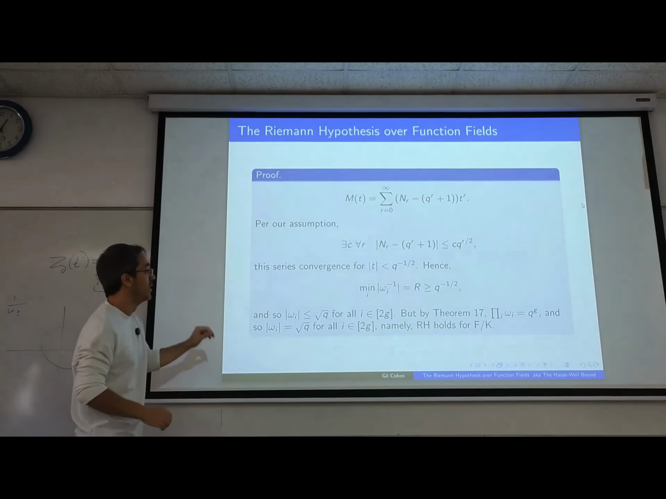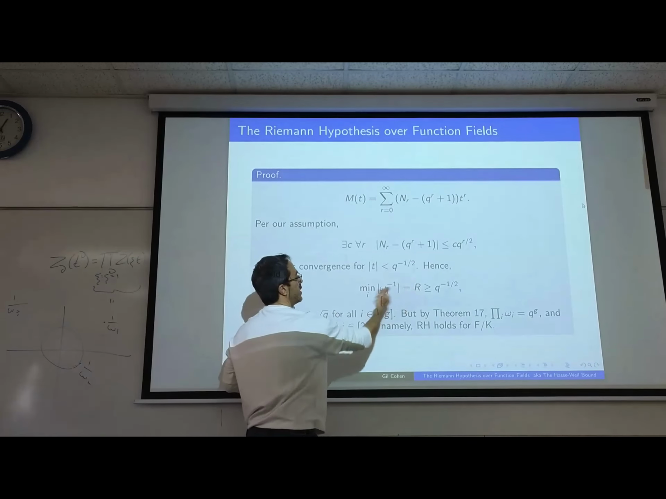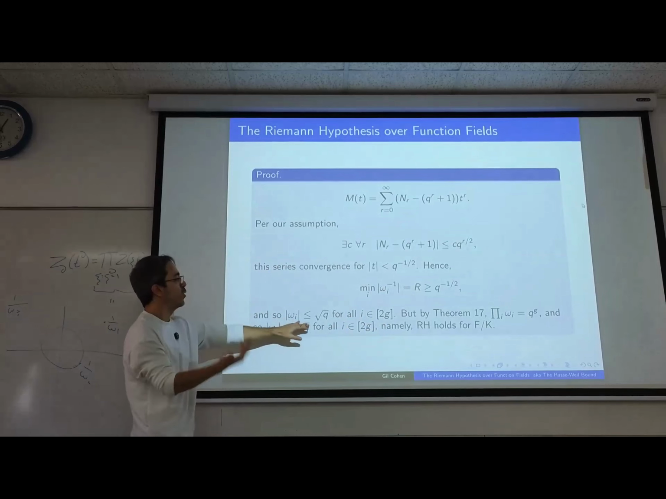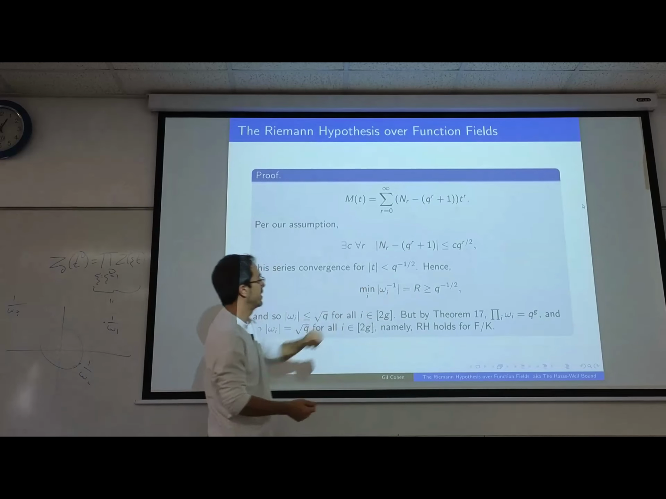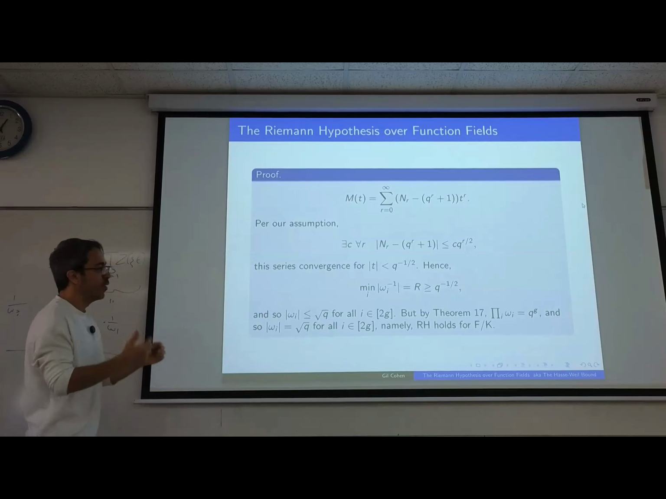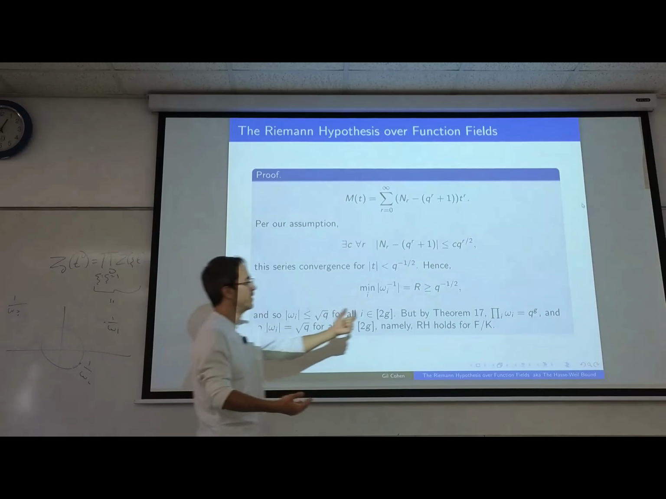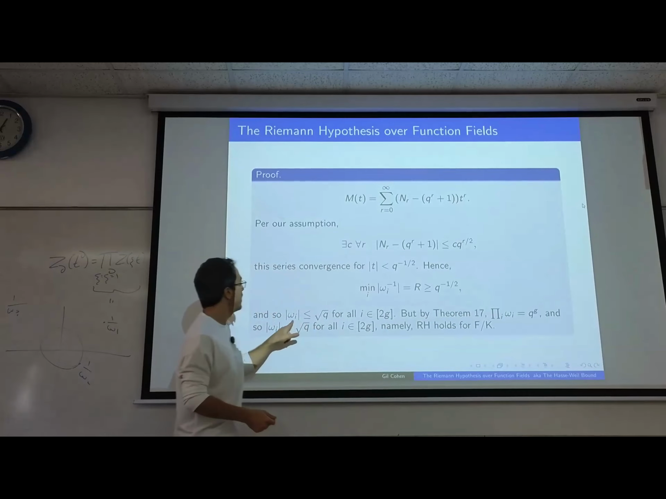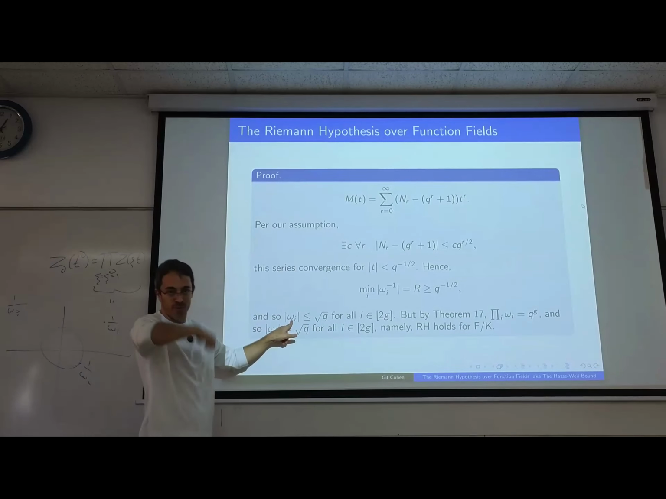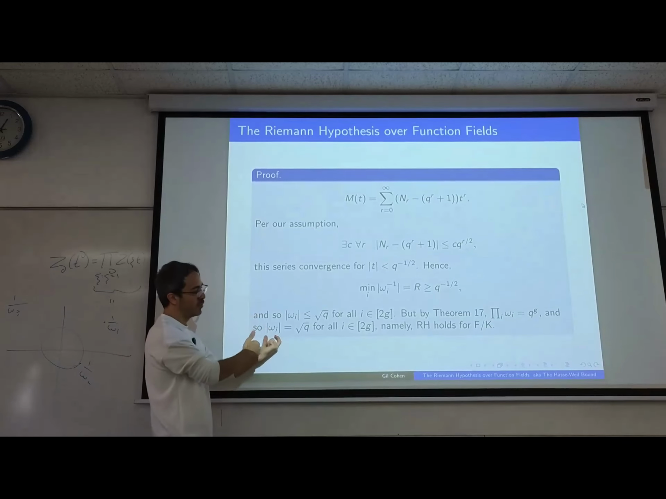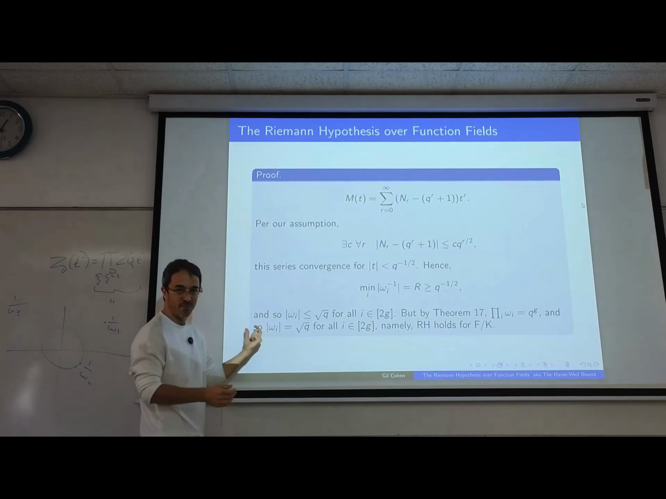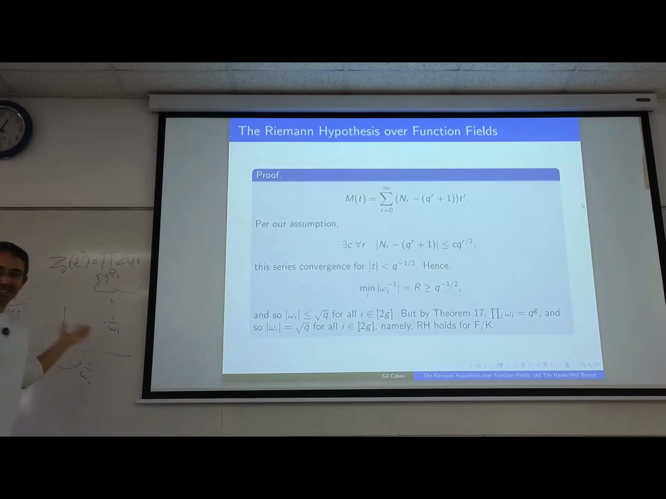So anyhow, you look at that and you see it just means that all the omega i's are smaller than square root of q. But the product is q to the g. So none of them can be strictly smaller than square root of q, because one of them would have to be larger. So actually all of them are of size square root of q in modulus, and that's the Riemann hypothesis. It's a weird argument like that.